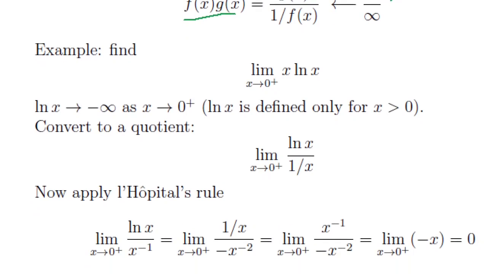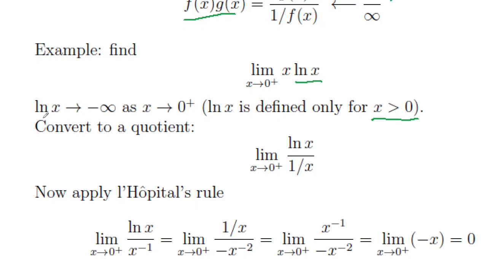Let's take a look at an example where we figure out the limit of x times ln of x as x goes to 0 plus. Remember, this plus is just notation. Don't let it confuse you. X going to 0 plus simply means x goes to 0, but x is positive. And we need that in order to stay within the domain of ln of x, which is defined only for positive x. So positive x means x goes to 0 from the right.